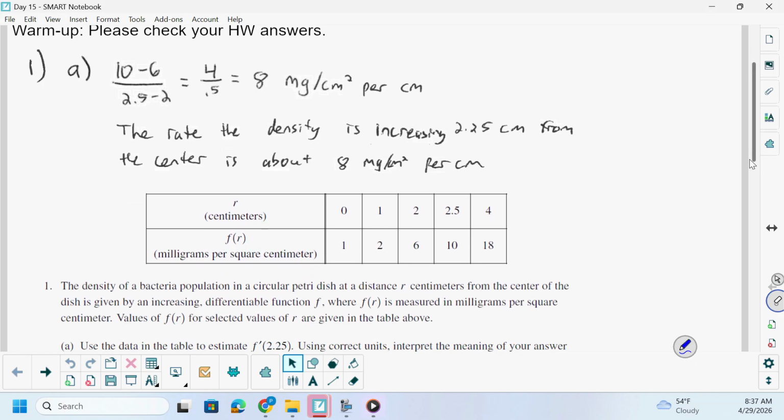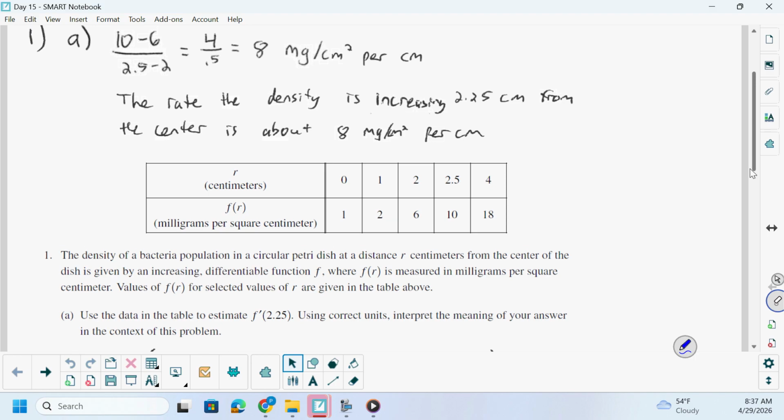Question 1 was a calculator question. So we wanted to approximate f prime of 2.25. That's between two data values in our table. So all you're going to do is use the ones on either side, do a change in y over change in x. We get 8. We needed to put correct units.